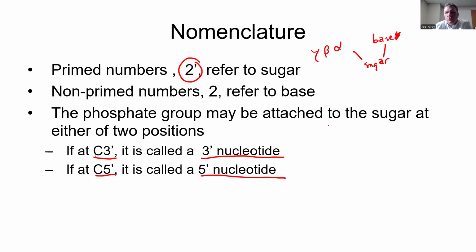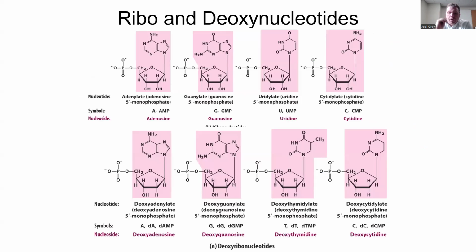And sometimes you'll hear terminology like phosphorylated at 3 prime, or at 5 prime, or at both the 3 prime and 5 prime position. So here what we have, go ahead, add to the chat. Are these 3 prime or 5 prime phosphorylated nucleotides and deoxynucleotides? Perfect, 5 prime. Great. So we've got all of these that are phosphorylated at the 5 prime position.